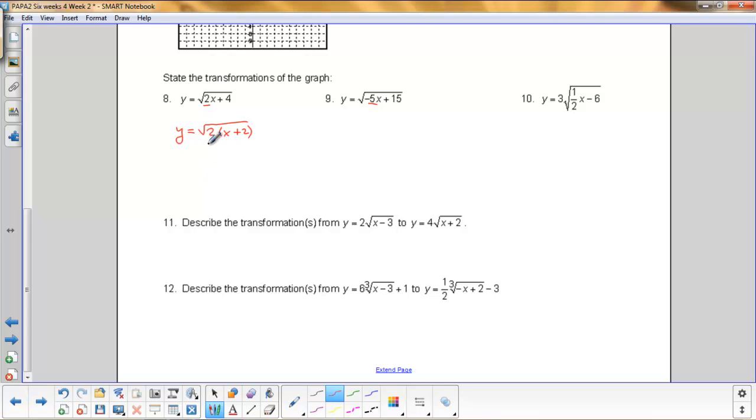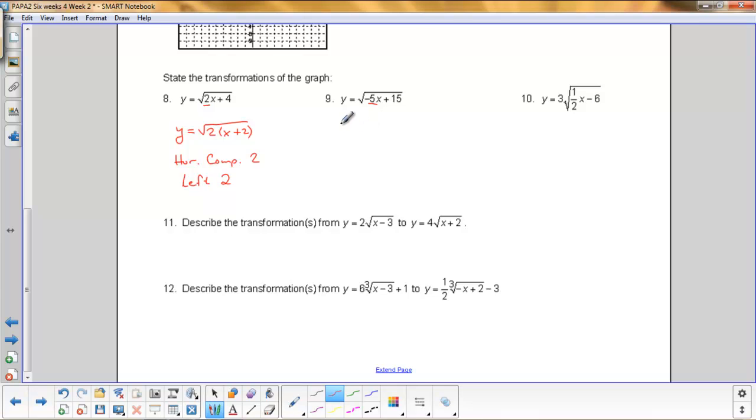Now that we've factored that out, we can see that we have a horizontal compression with a factor of 2, and we have a left shift of 2. Notice how that changes from the original. We would still get that horizontal compression of 2, but instead we would have said that it was left 4 instead of left 2. So it affects your translations.